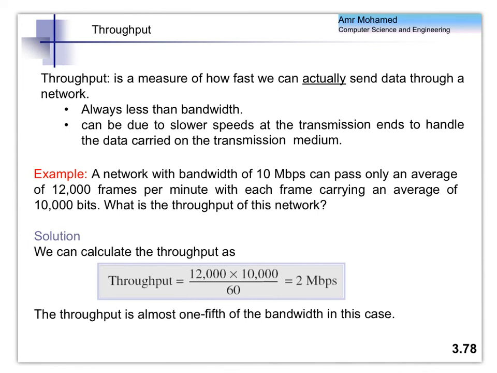Any questions so far? So this is the difference between the bandwidth, which is the theoretical limit, versus the throughput, which is the actual measure of data that you can send over the channel.